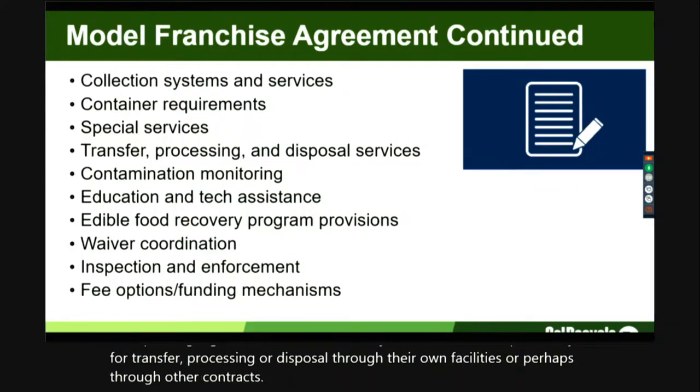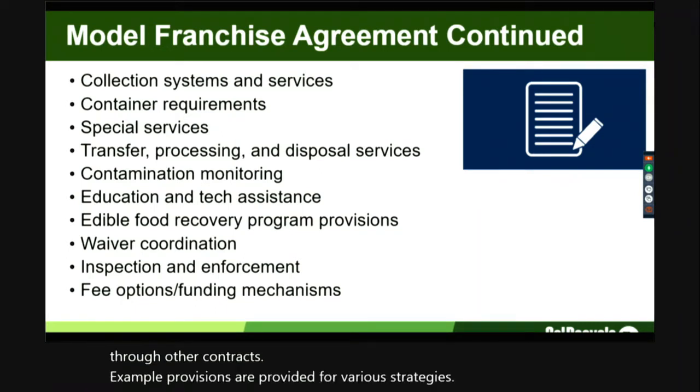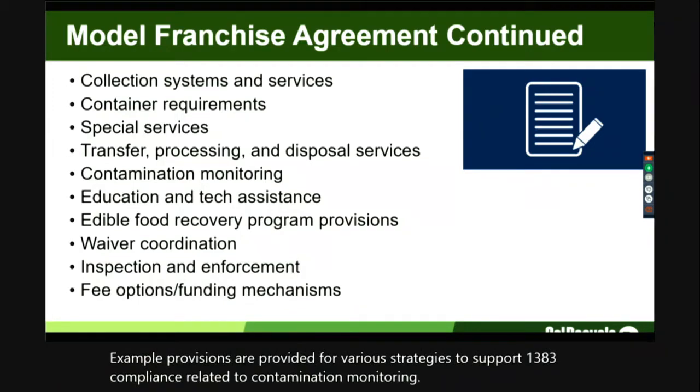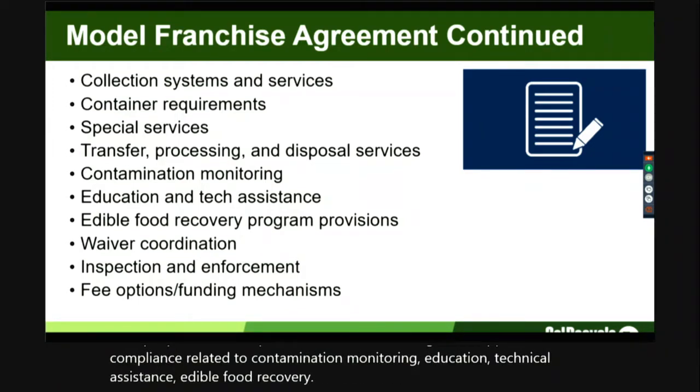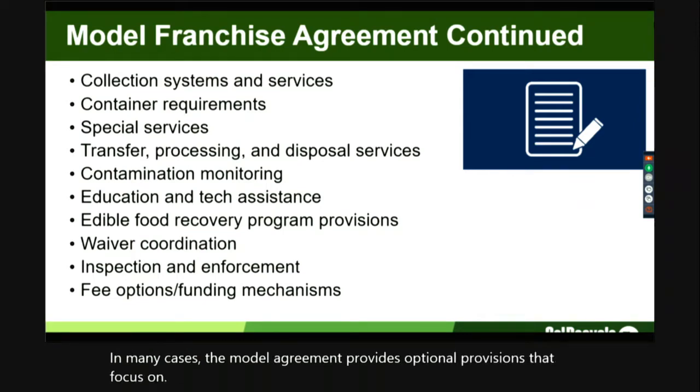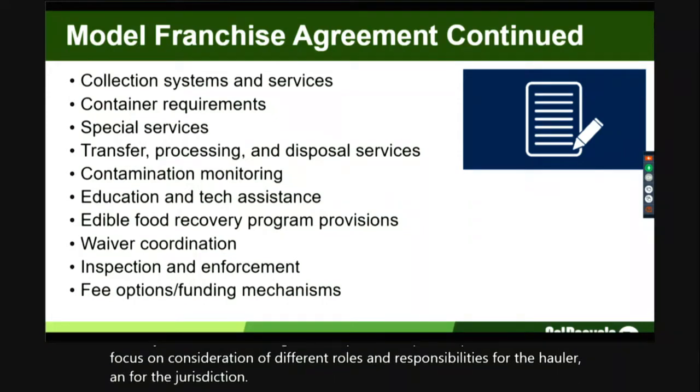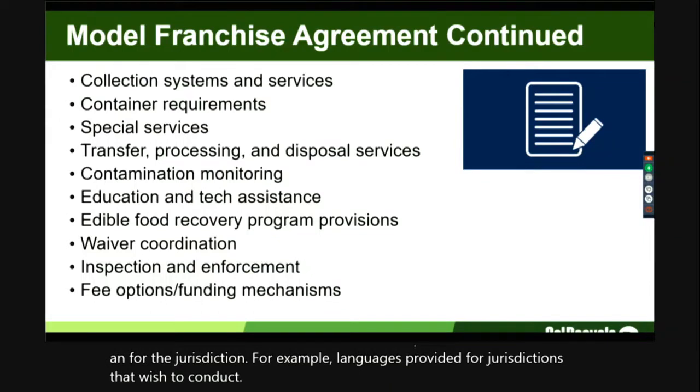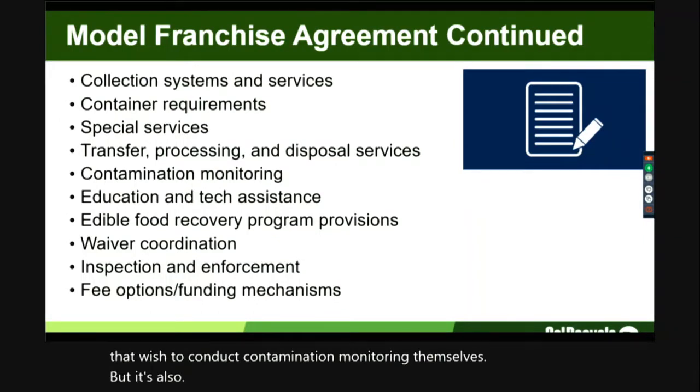Example provisions are provided for various strategies to support 1383 compliance related to contamination monitoring, education, technical assistance, edible food recovery, waiver implementation, inspections, and enforcement. In many cases, the model agreement provides optional provisions that focus on consideration of different roles and responsibilities for the hauler and for the jurisdiction. For example, language is provided for jurisdictions that wish to conduct contamination monitoring themselves, but it's also provided for jurisdictions that wish to delegate those requirements to their hauler.